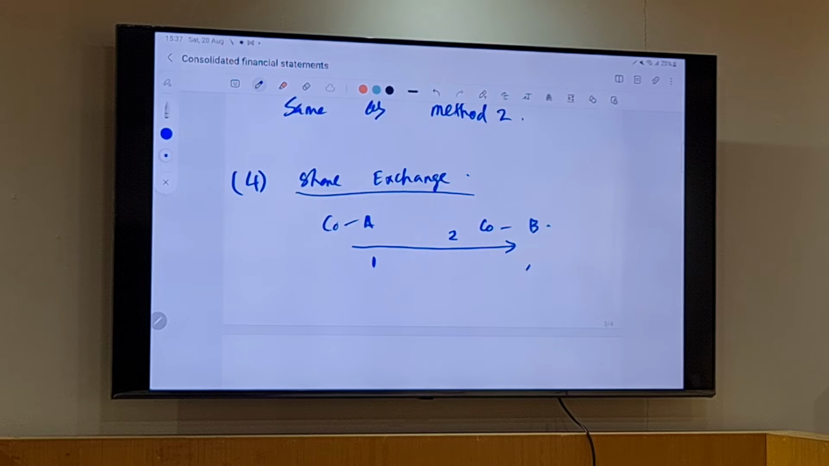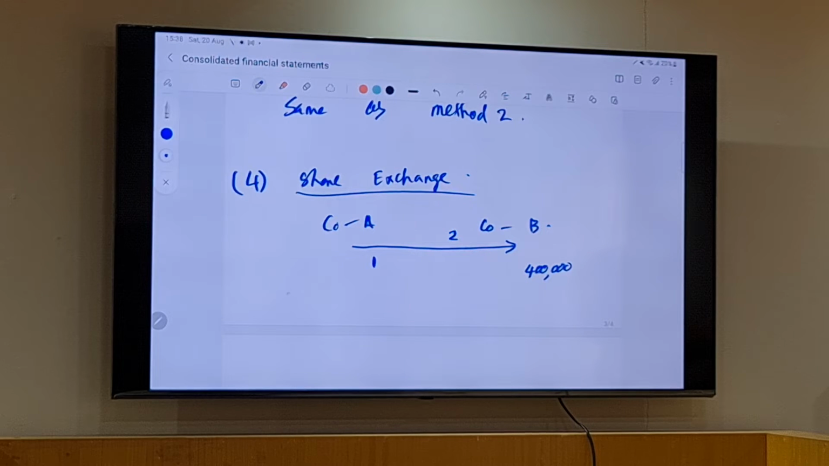Now you are purchasing 400,000 shares of company B. So how many shares of company A will you issue? You divide that by 2, you will issue 200,000. Now, how to find out the double entries?